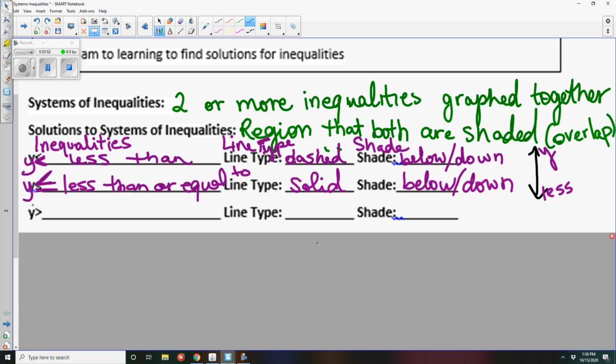So y is greater than. And this would be the dash line? You got it, dash line, because it's not equal to it. And now because it's greater, and you think about your y-axis, where's greater going to be, up or down? You got it, above, up. So above or up, however you like to say it.